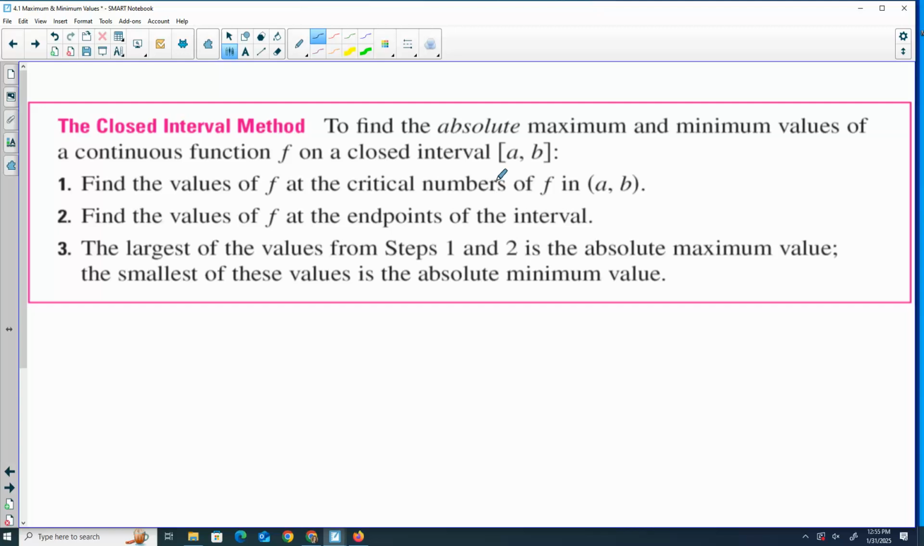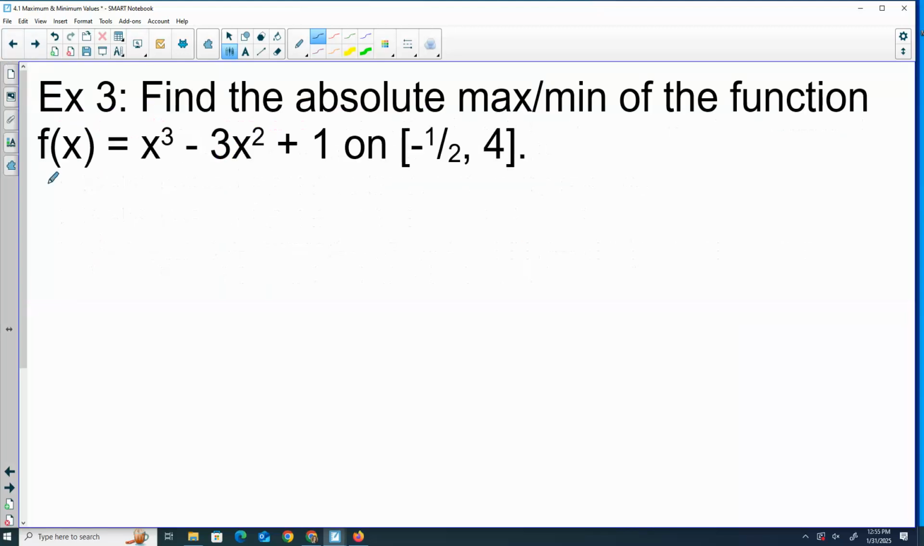Does this give me local maxes and mins? No. But this will give me my absolutes. So that's what we're going to practice the rest of the hour. If I gave us this one, I want the absolute max and min. So what do we do first?